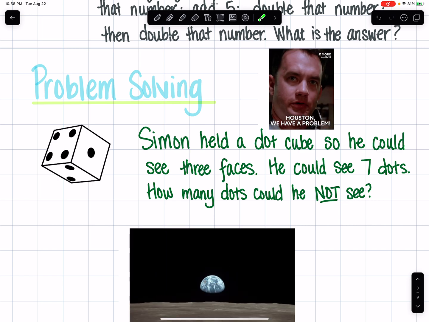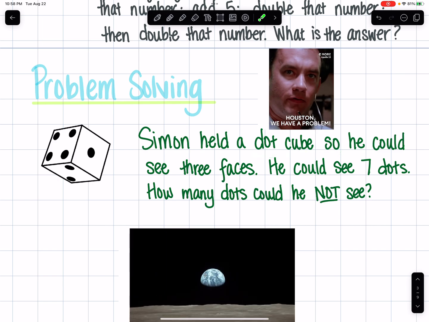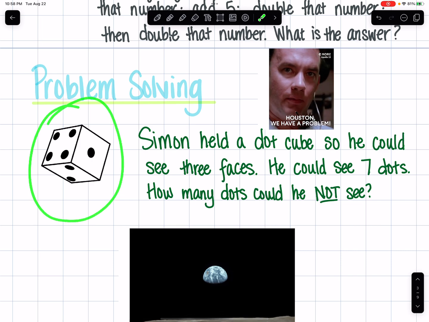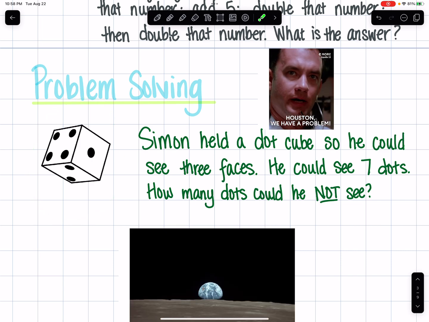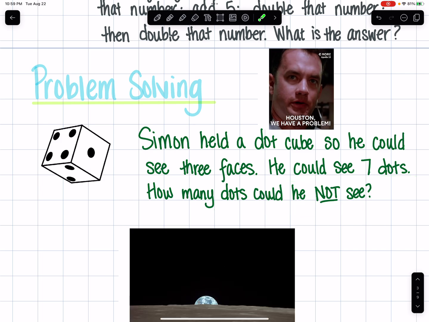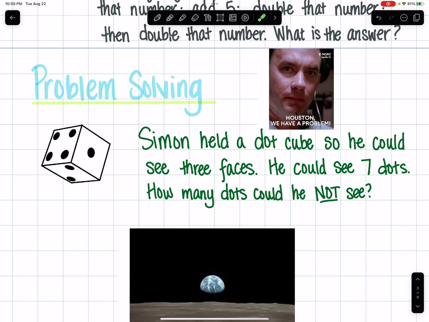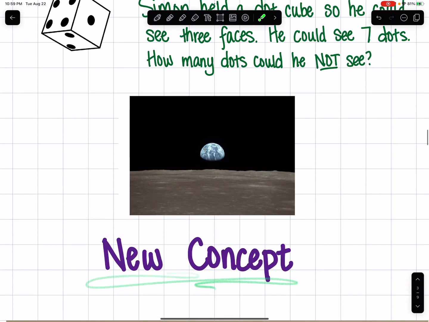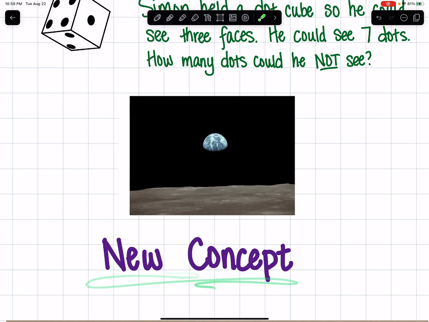Anyway, Simon held a dot cube so that he could see 3 faces. So just like in this picture, you can see 3 sides of it. He could see 7 dots. How many dots could he not see? All right, I'm not going to give you any clues on this. I'm just going to let you figure it out on your own. I'll be interested to see how you do that, okay? Pause this video and go ahead and do that.